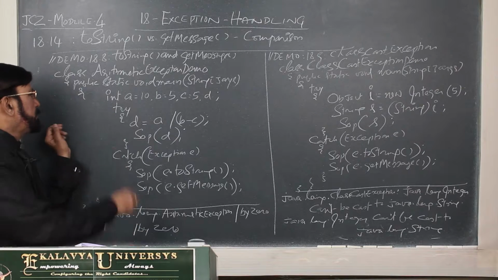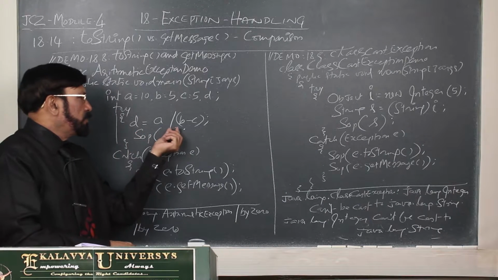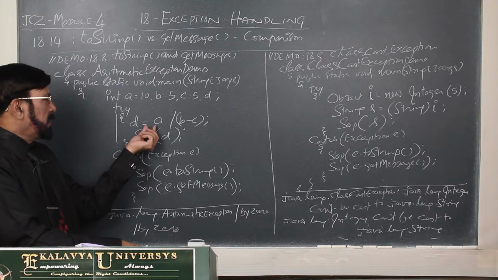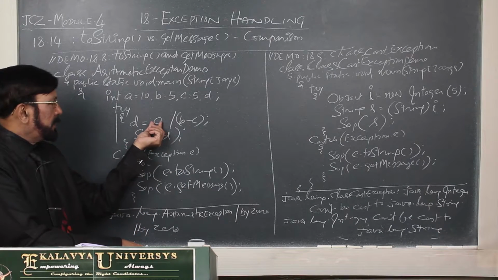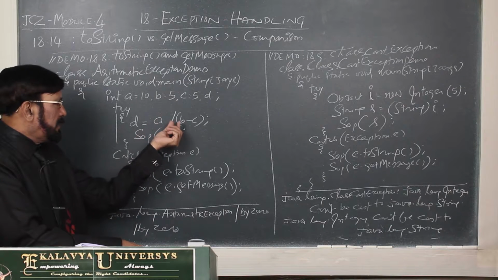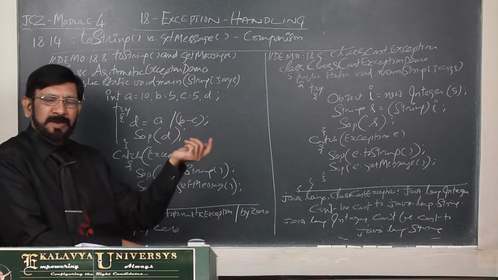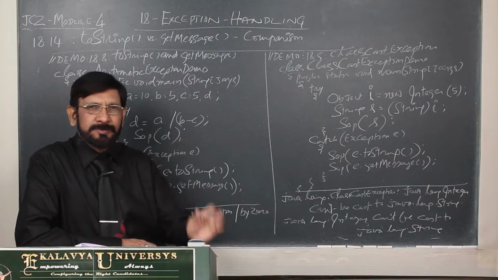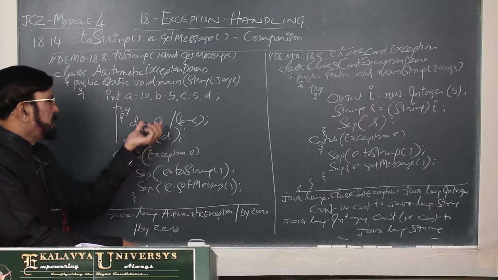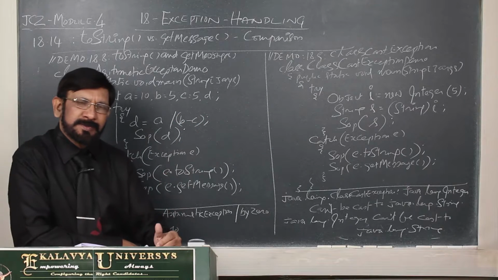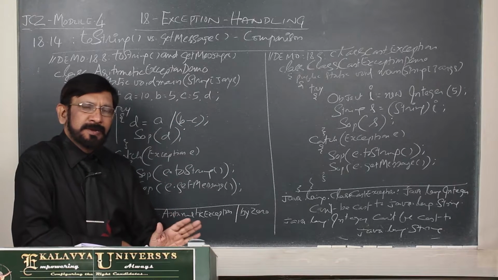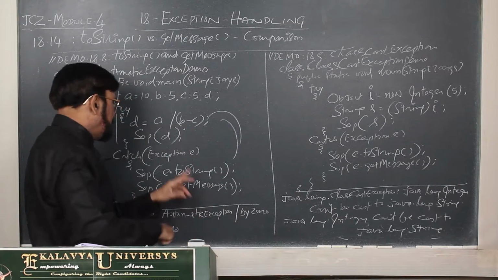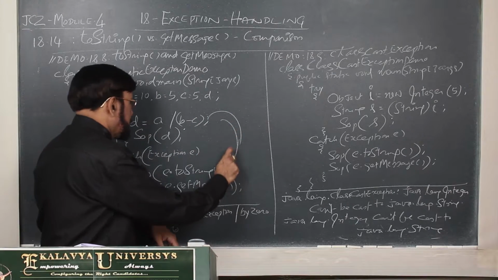And in the try block, I put D equals A by B minus C. You know that D's value is now 10 by 5 minus 5, that is 10 by 0. Obviously, it is integer division by 0, so obviously an exception is thrown. What type of exception? Already explained, ArithmeticException. That is thrown from here, and here we created the corresponding catch block.